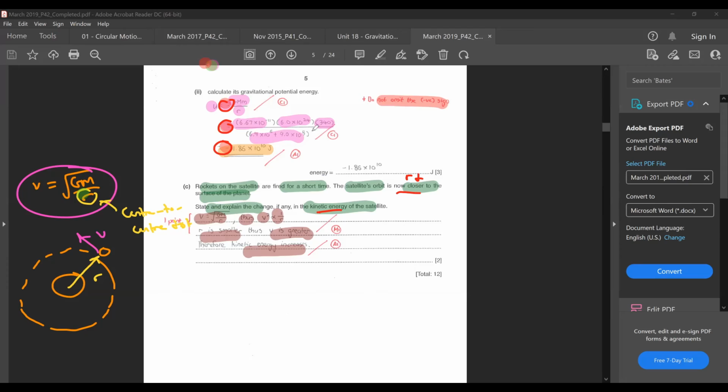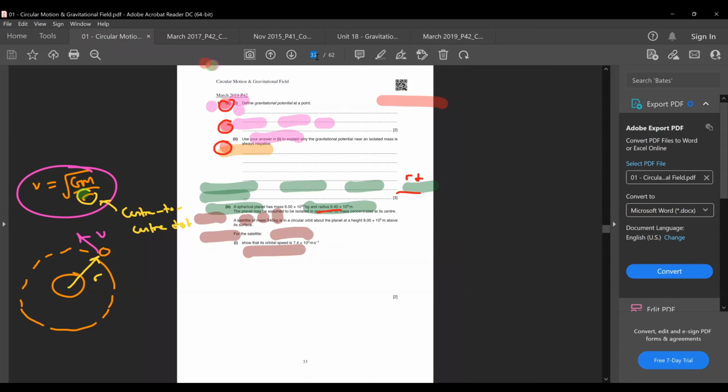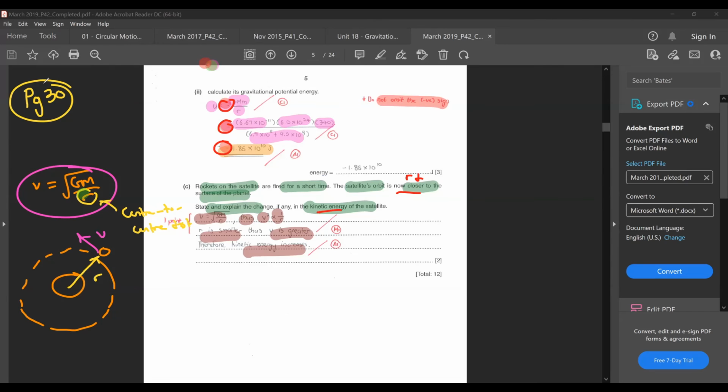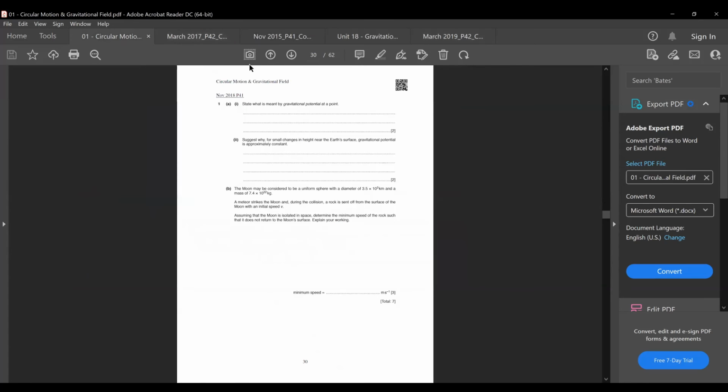Okay, so this one is okay. All right, then the next question should be on page 30. Let me just have a look at page 30. Right, so this one is okay. I'll move on to page 30. This is the next question.